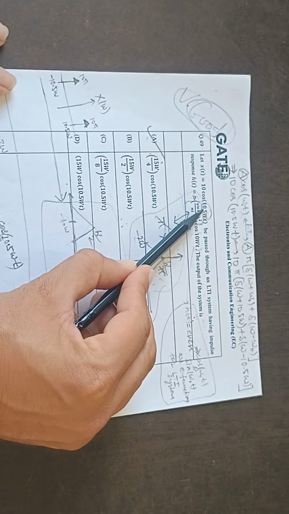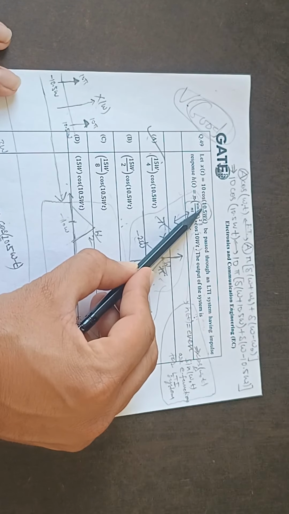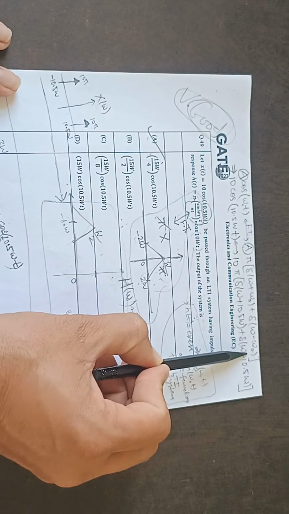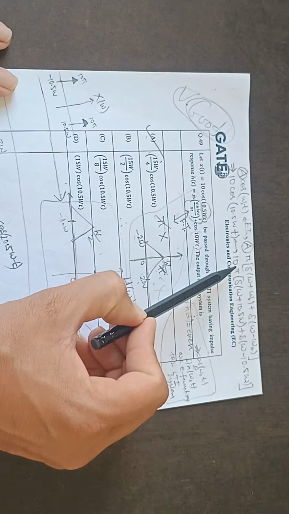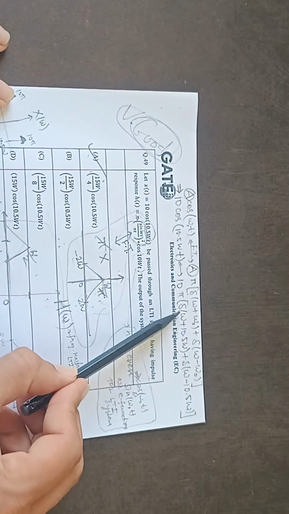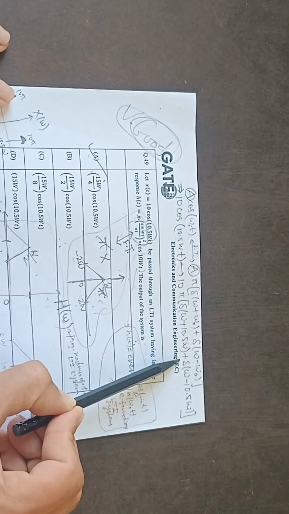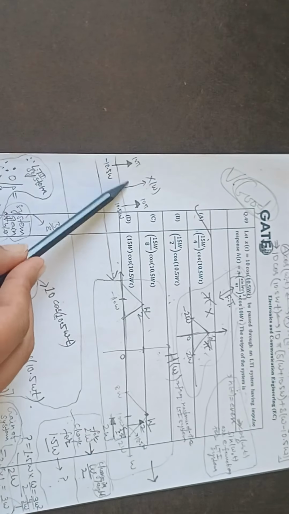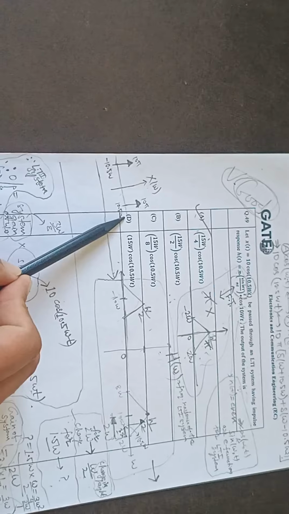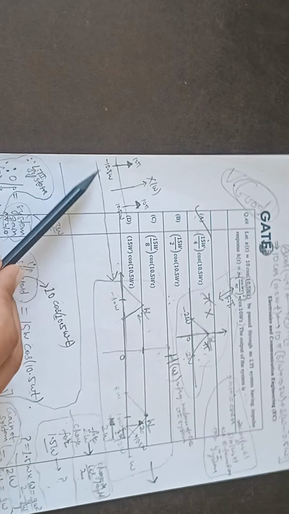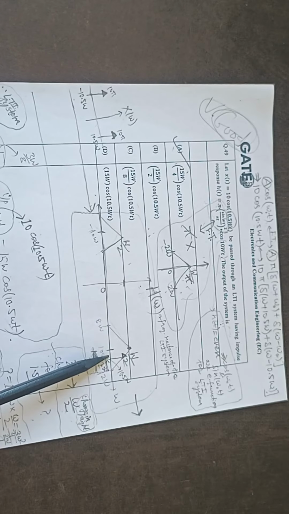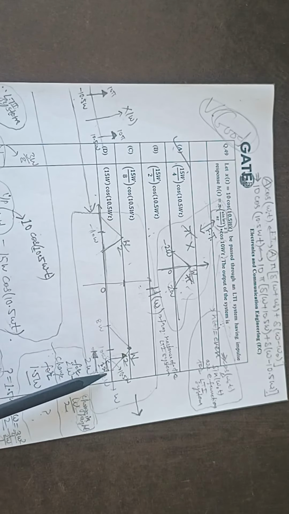a cos omega naught t, which has Fourier transform a pi [delta(omega plus omega naught) plus delta(omega minus omega naught)]. So 10 cos 10.5 omega t has Fourier transform 10 pi [delta(omega plus 10.5 omega) plus delta(omega minus 10.5 omega)]. If you plot it, it's basically two impulses at 10.5 omega and minus 10.5 omega. Now to find the output we just need to sample the value at this point.